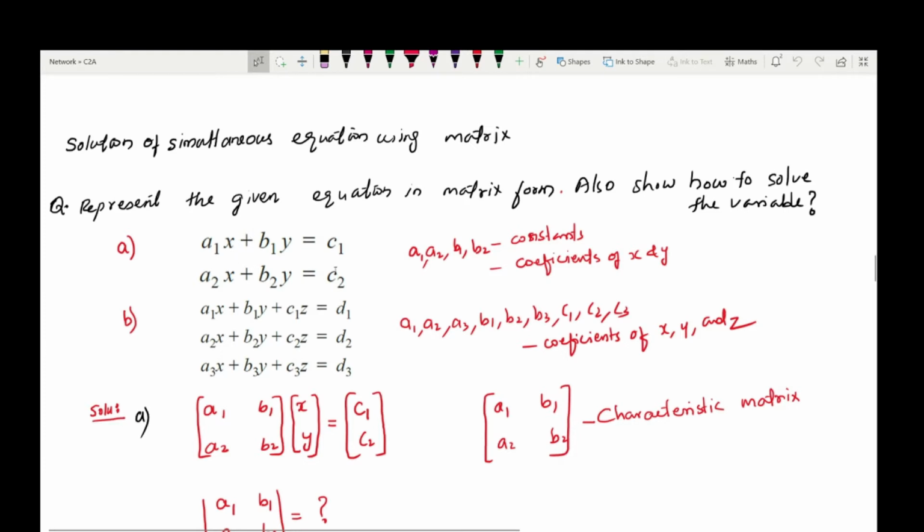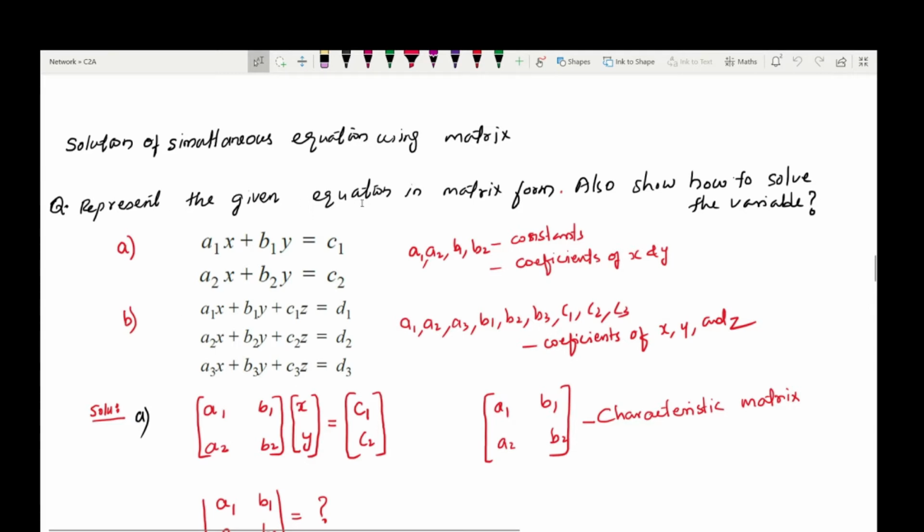Here two examples are there. Here the question is: represent the given equation in matrix form. Also show how to solve the variables associated with these simultaneous equations. Here first case is A. As seen here we have two variables x and y. In second case, we can see there are three equations having three variables, that is x, y, z, associated with the second case.